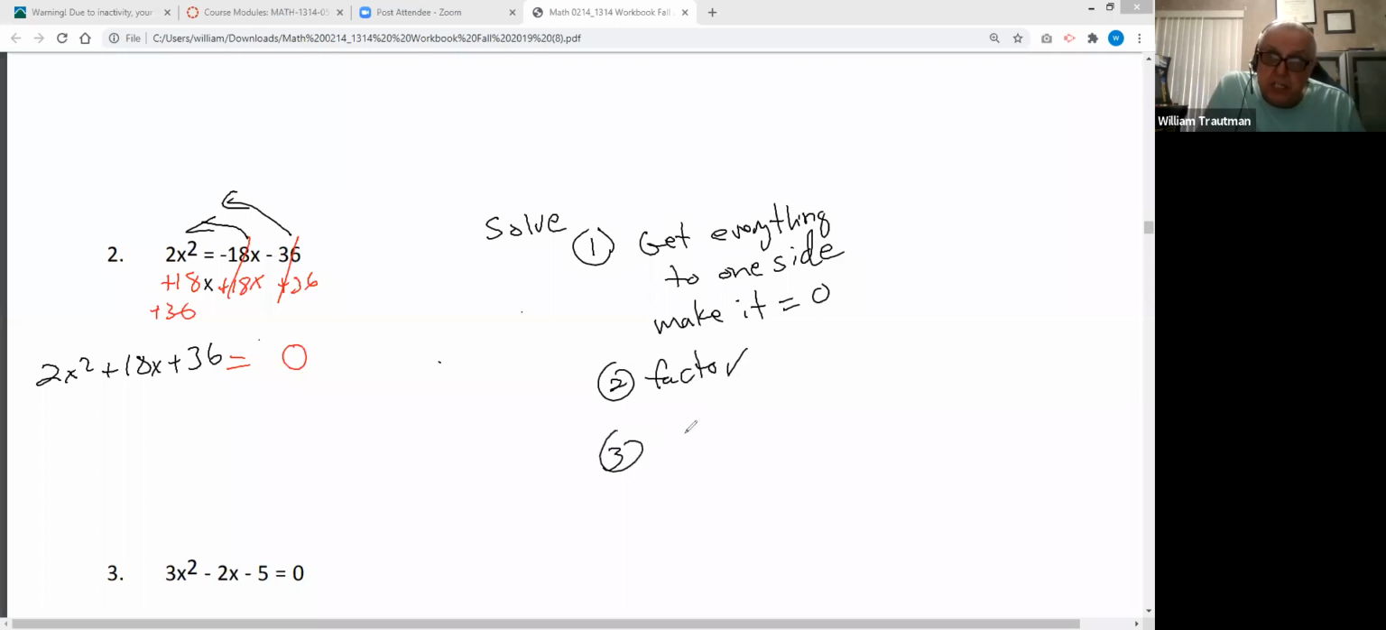And then finally, the 0 multiply rule, and set each one equal to 0 and solve for x.